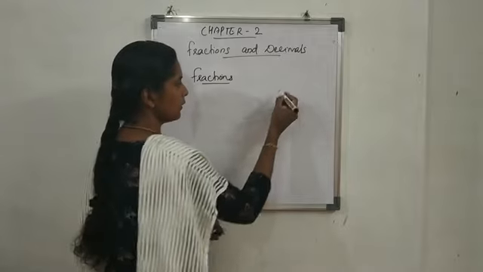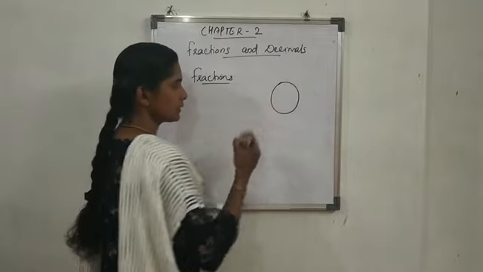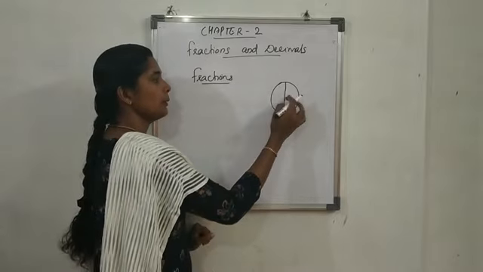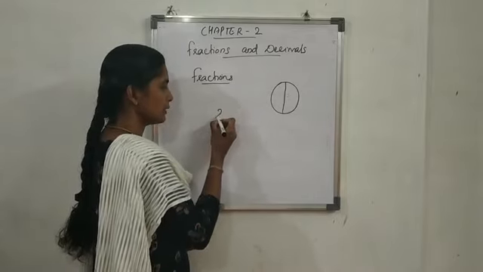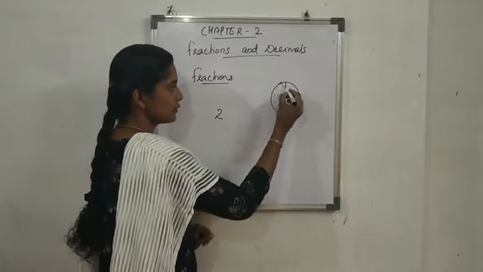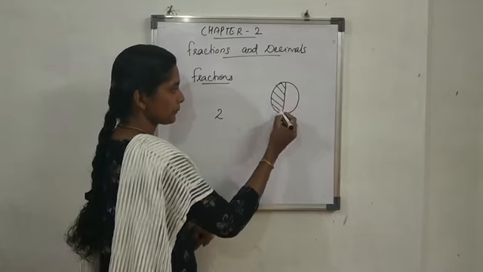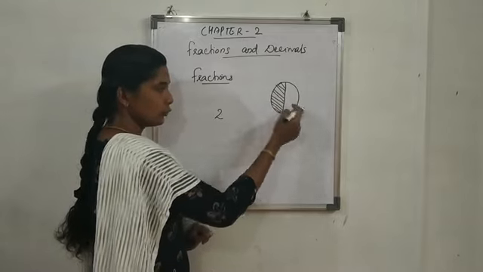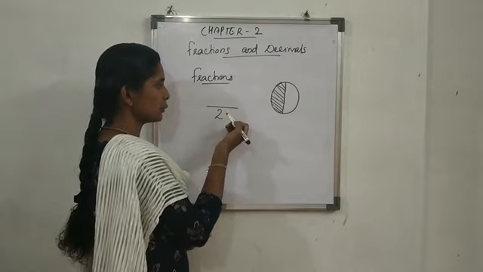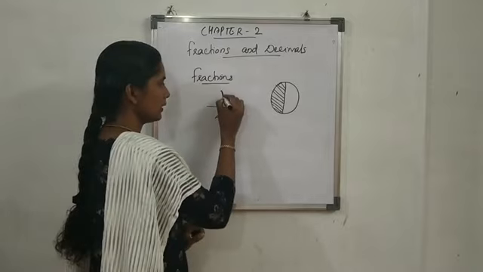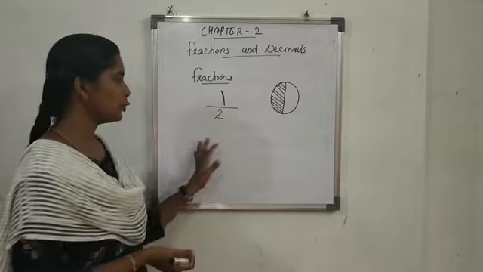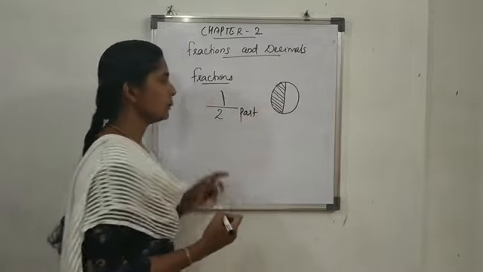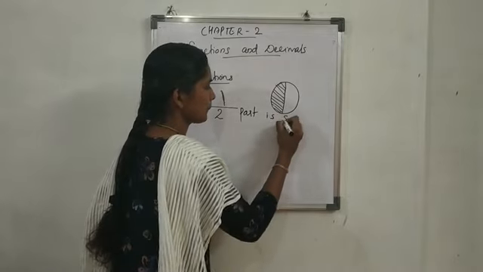Part of what? One circle is there. I just divided that into two. Total how many parts are there? 2 is the total number of parts, and I just shaded one of these parts. How many parts are shaded? Total 2 are there. Out of these 2, 1 is shaded. So 1 by 2. 1 by 2 part is shaded.